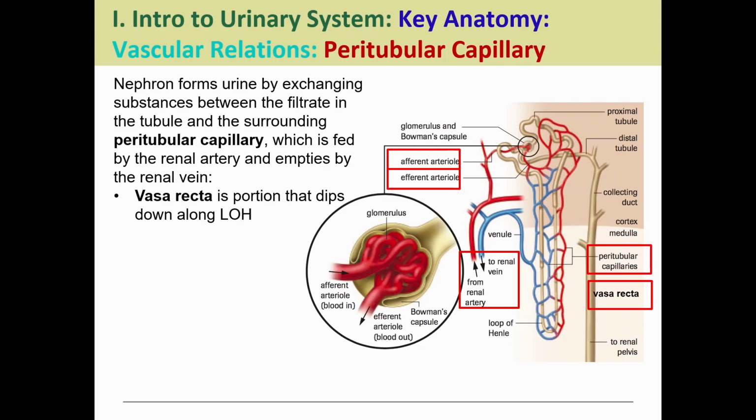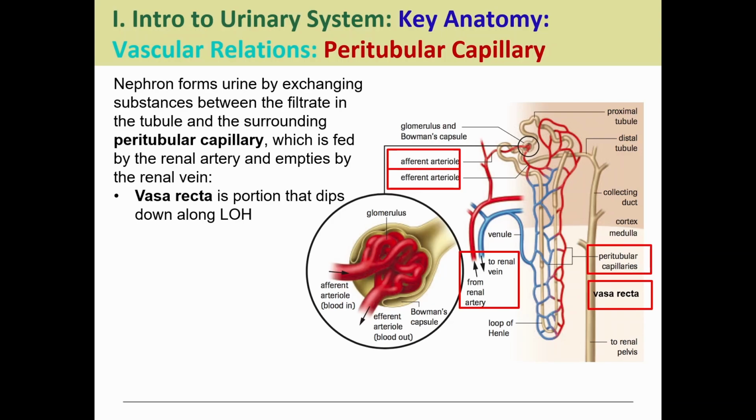And now the nephron forms urine by exchanging substances between the filtrate and what we call the peritubular capillary. So you've probably been thinking, okay, we're reabsorbing things as we go down the loop of Henle, but where the heck does it go? I don't see any blood vessels. That's because in the previous pictures we hadn't really been showing that, but we have this capillary bed that is woven around the proximal and distal convoluted tubules as well as the loop of Henle.